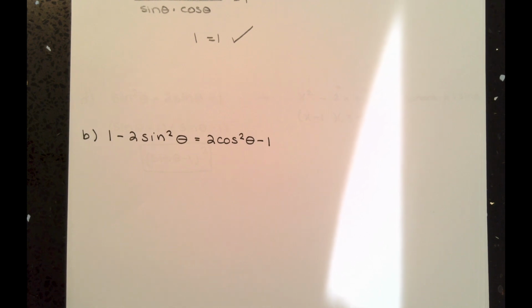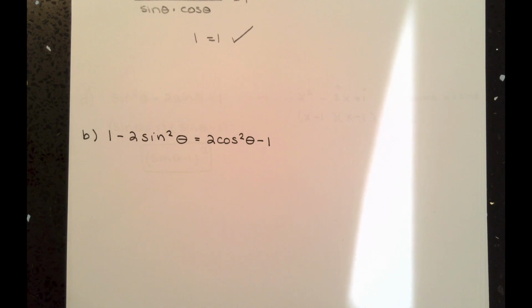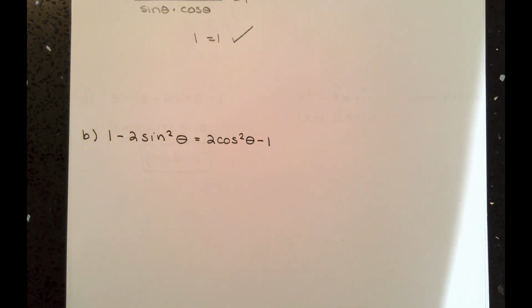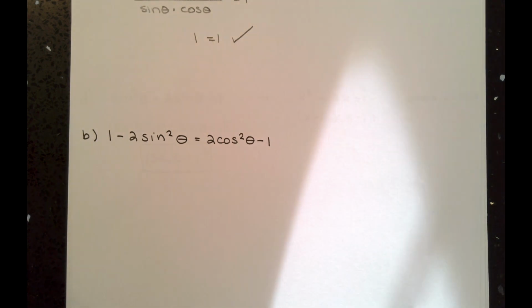Okay, which side do we want to work with? I don't know. We have 1 minus 2 sine squared of theta, and we want to make it look like 2 cosine squared of theta minus 1. So this one here is a little bit on the more challenging side. So let's work with it at a slower pace.